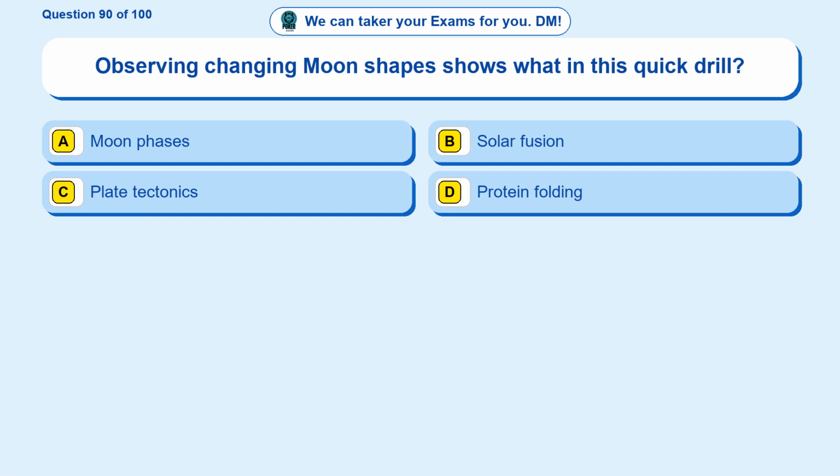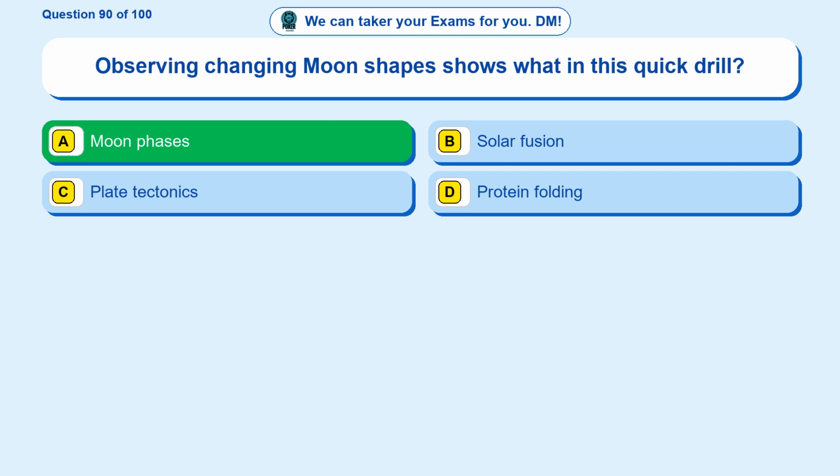Question 90. Observing changing moon shapes shows what in this quick drill? Option A, moon phases. Option B, solar fusion. Option C, plate tectonics. Option D, protein folding. The correct answer is option A.